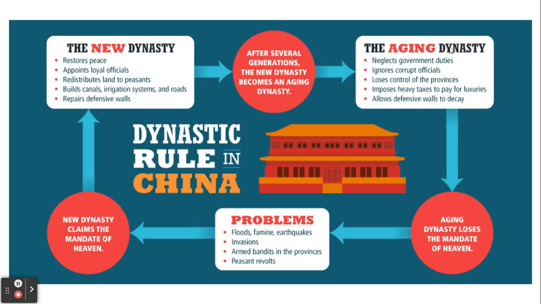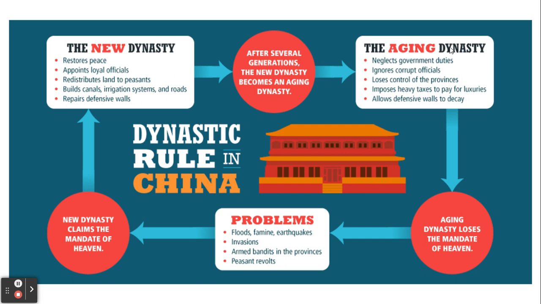I think this picture right here will help you with this a little bit. A new dynasty like the Zhou would emerge, or the Han dynasty down the road, and they would get to have it for several generations. That "have it" meaning control of China.